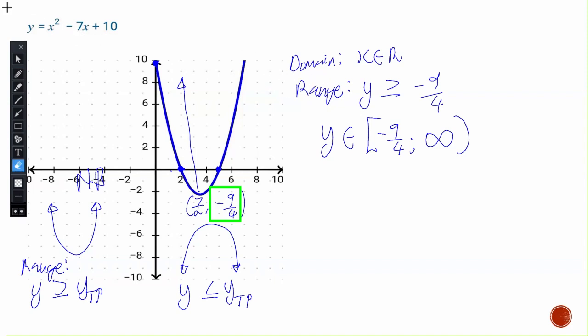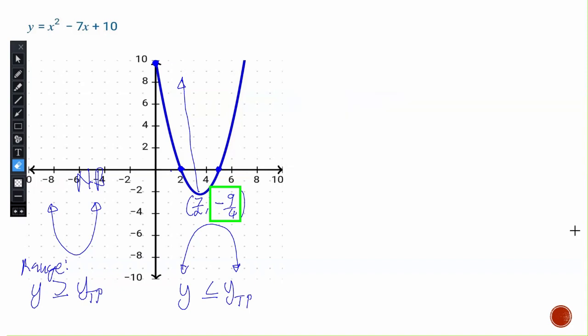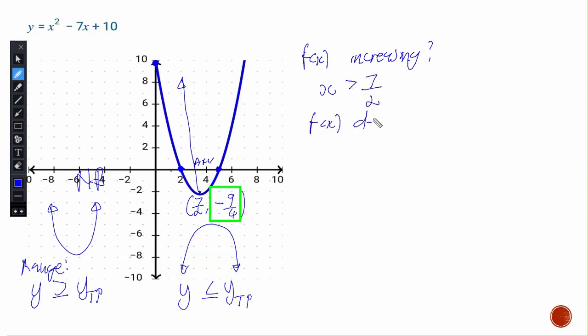Okay, and then again, we have the questions on where it is increasing or decreasing. So where is f of x increasing? f of x is increasing from here all the way there. Remember, I said when they ask you an increasing or decreasing question, you simply look at the axis of symmetry. So it's when x is greater than 7/2. But where is f of x decreasing? It obviously has to decrease going in that direction there. So you need to say when x is less than 7/2.